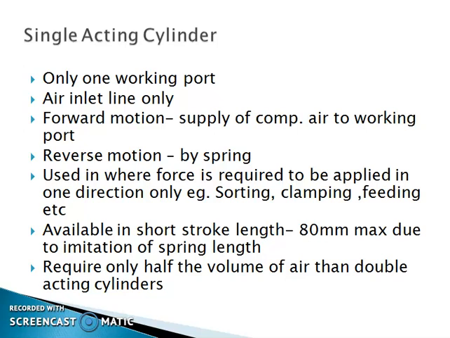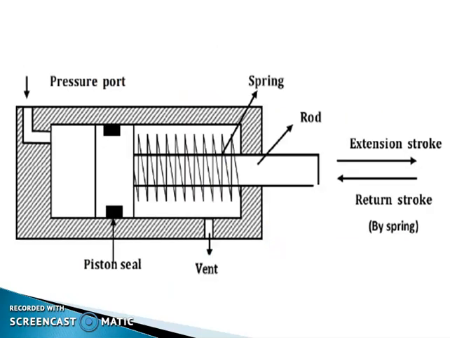It is used where force is required to be exerted only in one direction, such as clamping, feeding, sorting, locking, ejecting, braking, etc. It is available in short stroke lengths, a maximum of 80 mm, due to the natural length of the spring. Single acting cylinders require only about half the air volume consumed by a double acting cylinder for one operating cycle. This is the figure of a single acting cylinder.